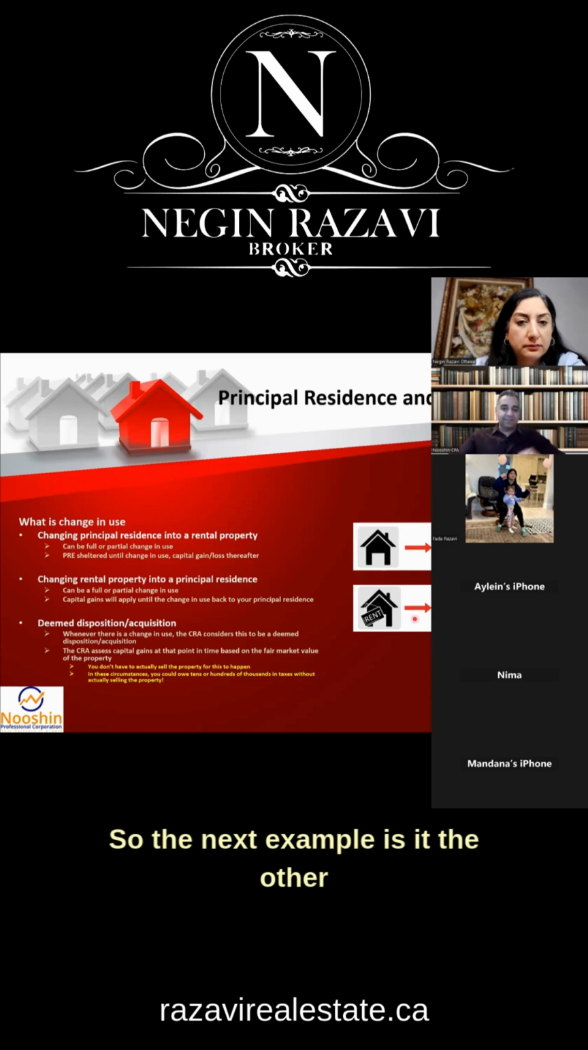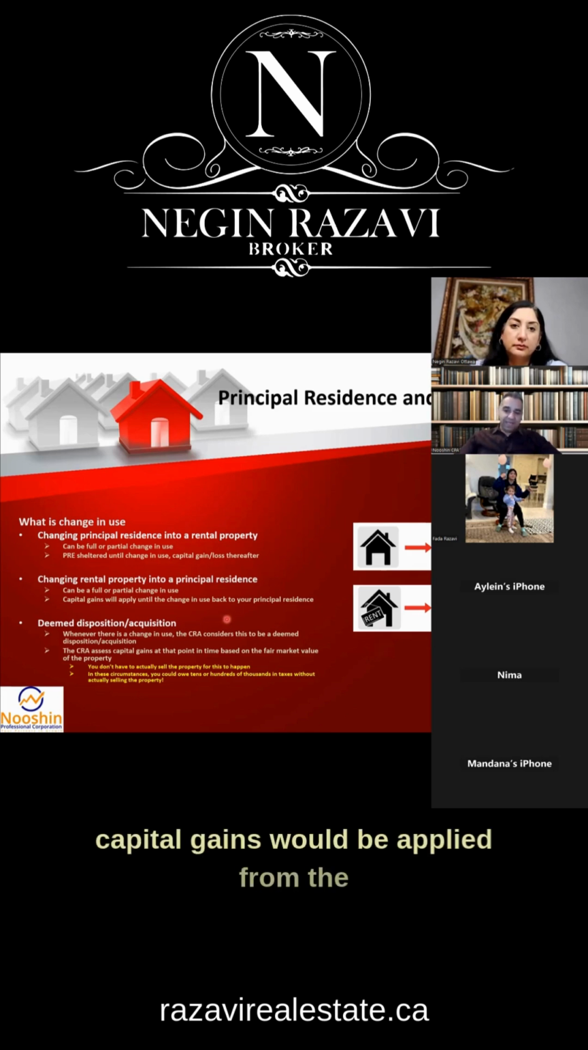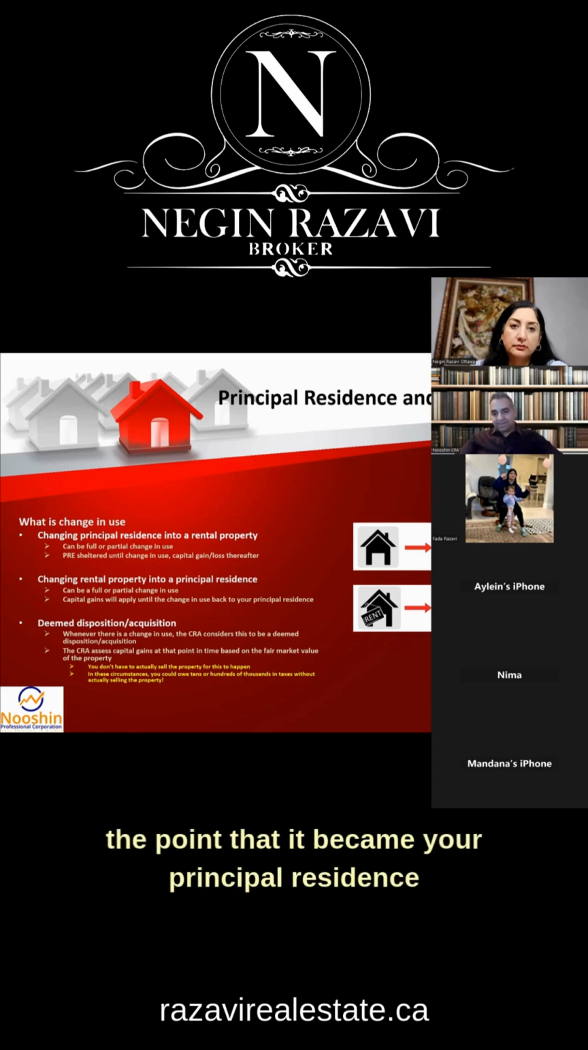So the next example is the other way around. You can have a change in use where you go from a rental property back to your principal residence. When that happens, capital gains would be applied from the time that it was a rental property to the point that it became your principal residence again.